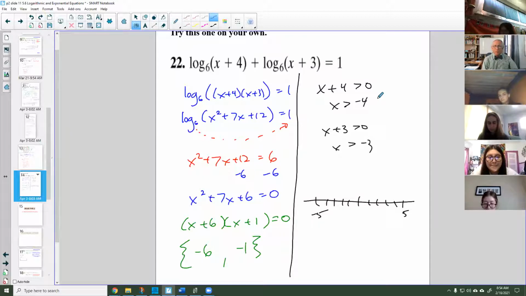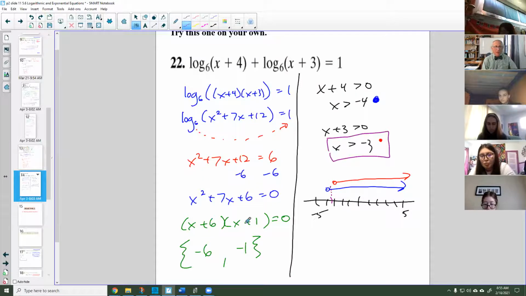Yeah. Okay. So if this is our blue one right there, that goes from -4 to infinity. And if this is our red one right here, that goes from -3 to infinity. This space between -3 and -4 is only crossing one line. It doesn't cross both lines. So our domain is -3 to infinity, and that means -6 is out of luck. Only -1 is good.